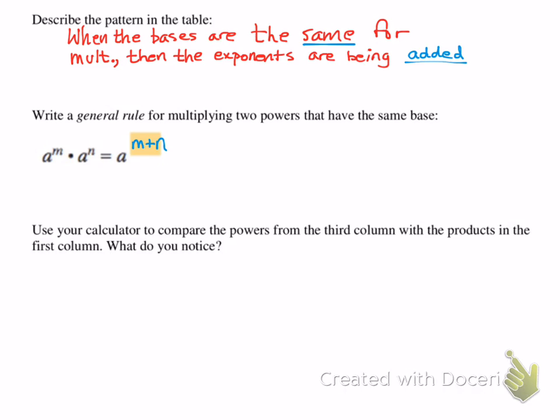Okay? And then it says here, use your calculator to compare the powers from the third column with the products in the first column. So again, what we should notice is that the exponents are being added. Okay, so that's one thing that you have to memorize and remember. So why don't you turn the page, and then we'll go through some examples.